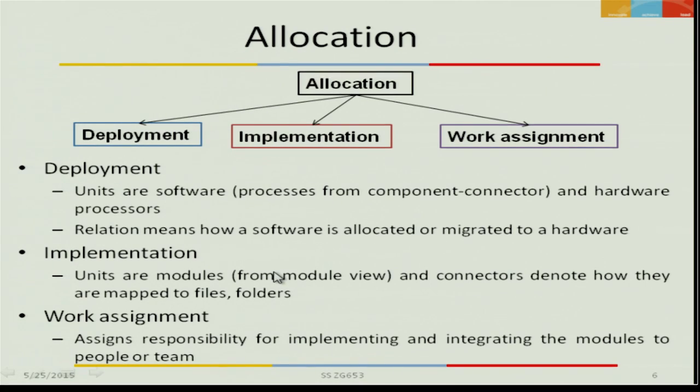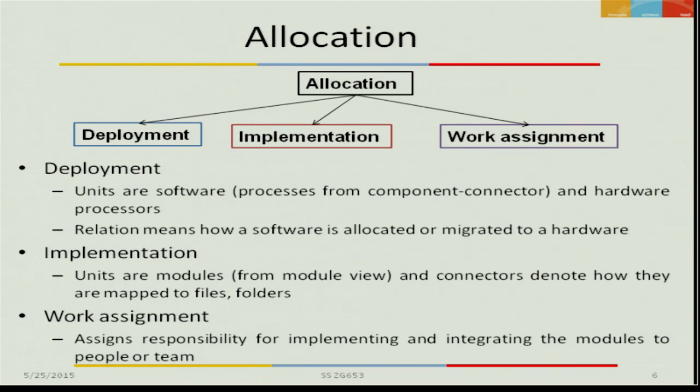So what was said earlier is that allocation structure is essentially there to create a link between different types of entities: cross-referencing, linking, traceability. Allocation structure is used primarily for that. So the cross references show how the software processes and modules are finally deployed onto hardware boxes. Implementation is how modules are mapped to different files or folders.